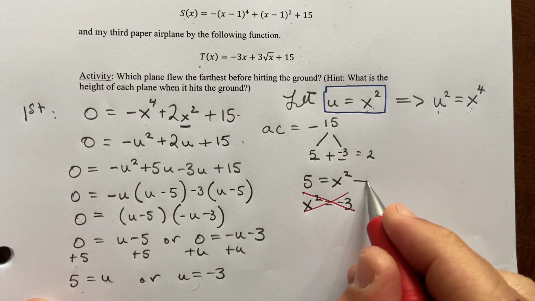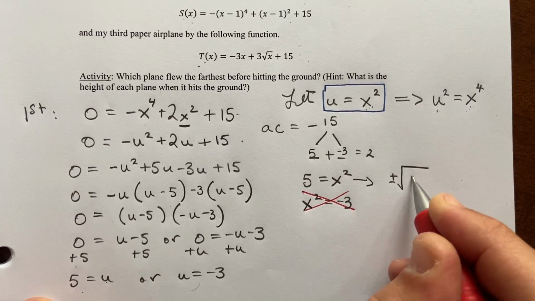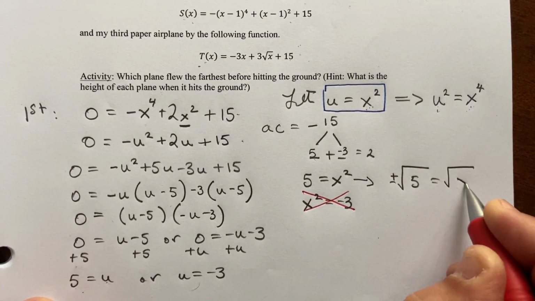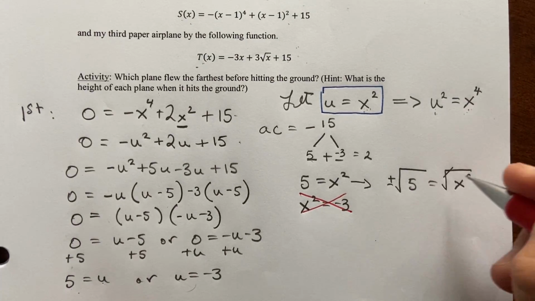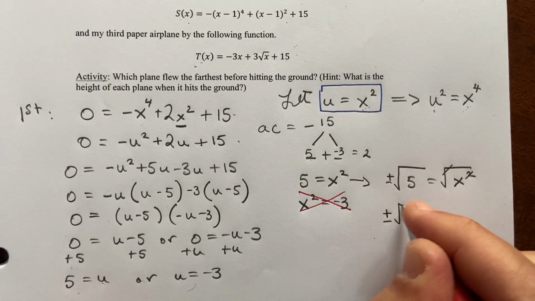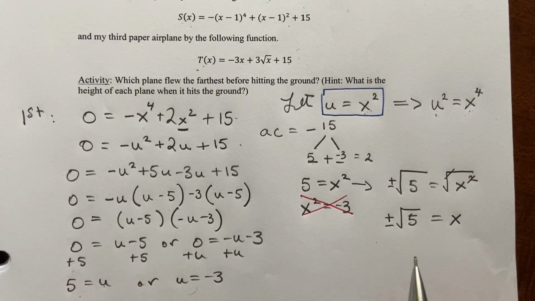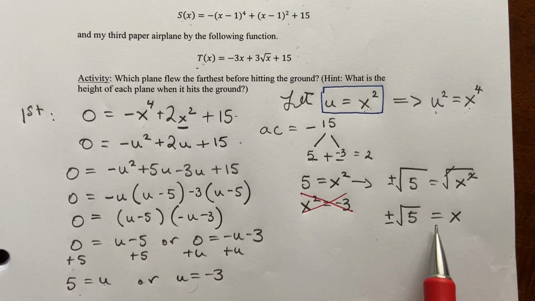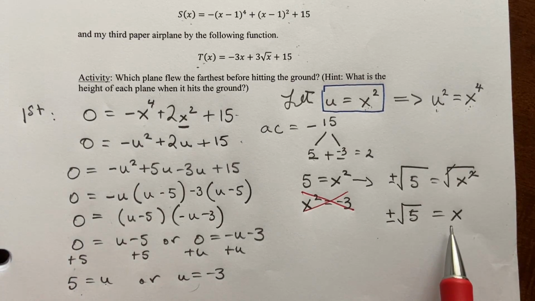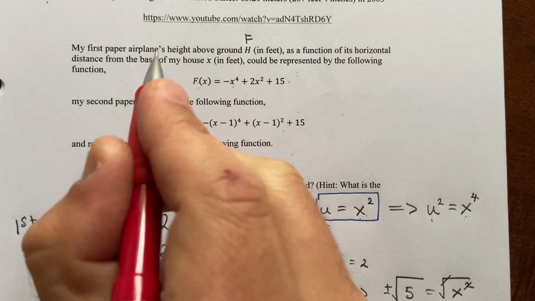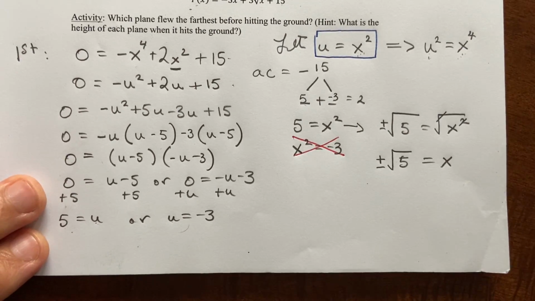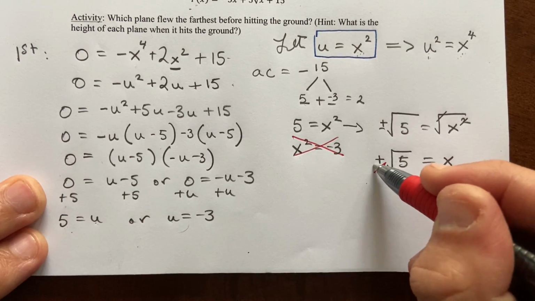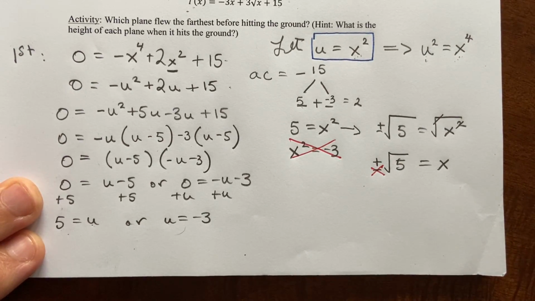But this one up here, I can take the plus and minus square root of 5. That equals the square root of x squared. So these do cancel, and I get plus and minus root 5 equals x. But I'm not going to be talking about negative distance. Remember, x is a distance from the base of the house. Right? That's what it said in the problem here. X is the distance from the base of the house. For that reason, the negative doesn't make any sense. That would be a negative distance. We don't have negative distance in reality.